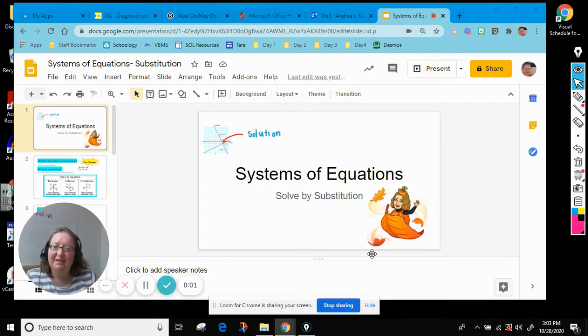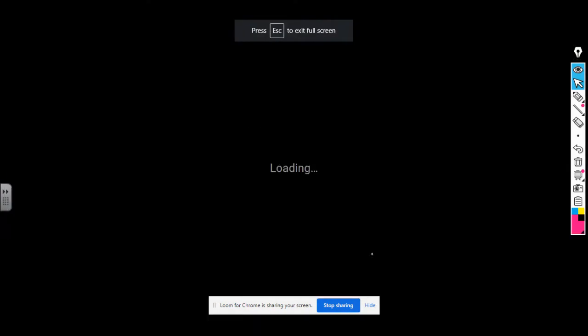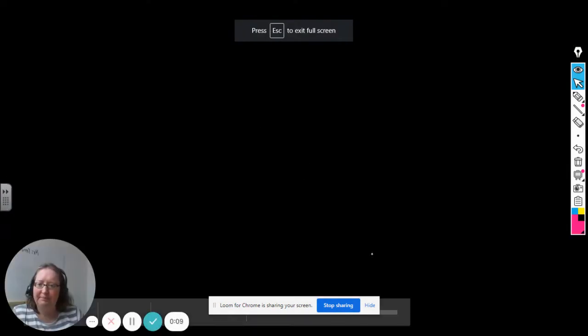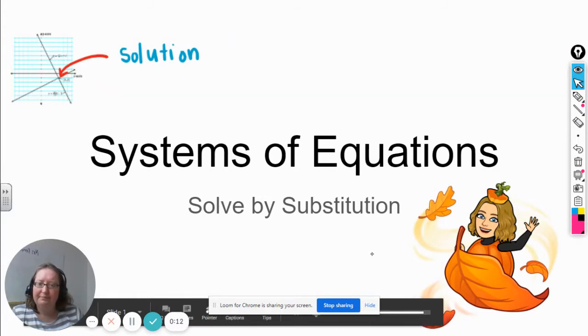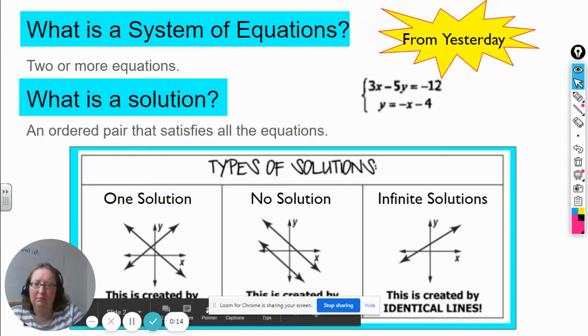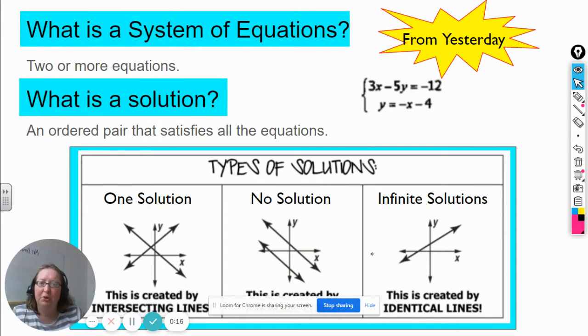So this is how to solve a system of equations with substitution. Okay. So back to what is a system of equations. It's two or more equations. This is from yesterday, or which is today, but anyways. So this is a system. This is just a symbol to show it's a set.